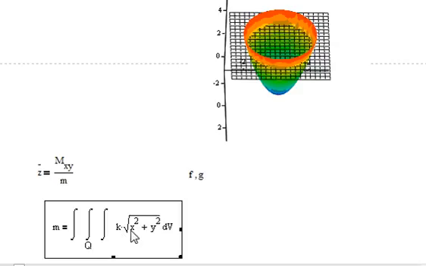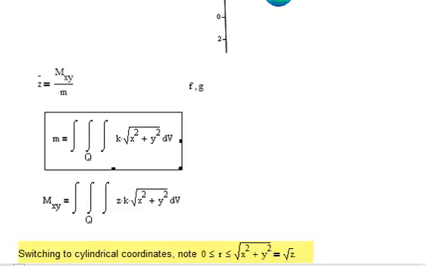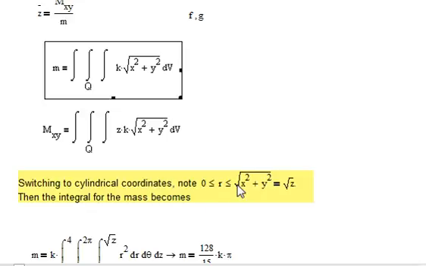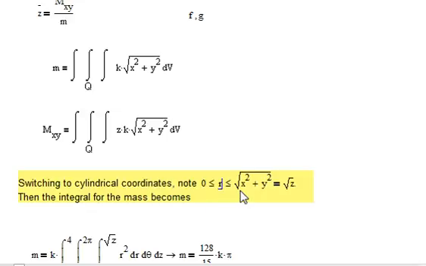and this k times the square root of x squared plus y squared is the density of a particular point, because that's the distance of that point from the z-axis. And so that's pretty straightforward. And the moment, of course, just has an extra z in it. The moment about the xy plane has an extra z in it, and there it is. So if we switch to cylindrical coordinates, we could say that r is greater than 0, but less than or equal to the square root of x squared plus y squared, which is equal to the square root of z.